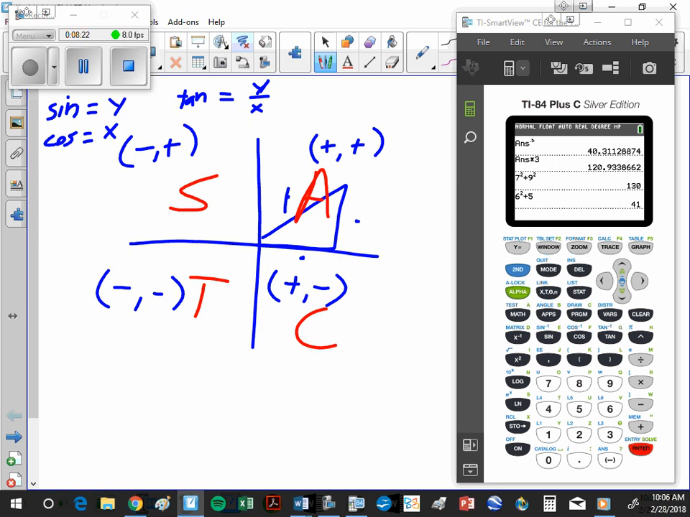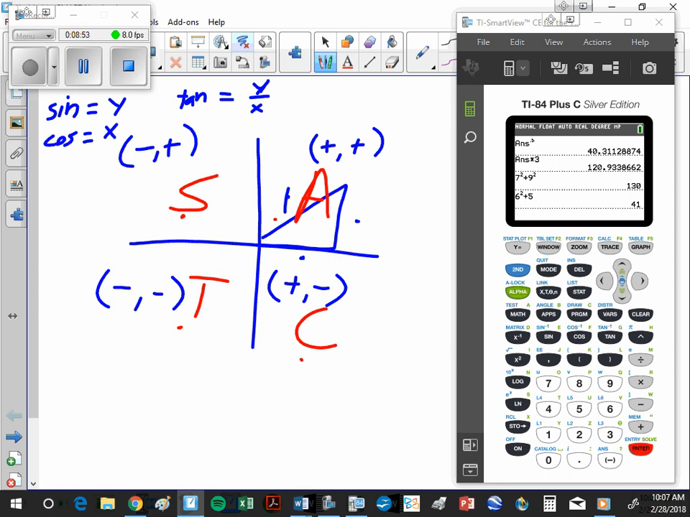So number 16, cosine is negative and sine is positive. All students take calculus tells us which ones are positive. So they're all positive in quadrant 1, sine is positive in 2, tangent is positive in 3, and cosine is positive in 4. So where is the cosine negative and the sine positive? 2. Okay. Number 18, tangent is positive and cosine is negative.